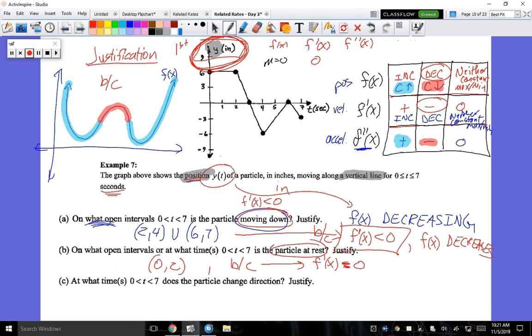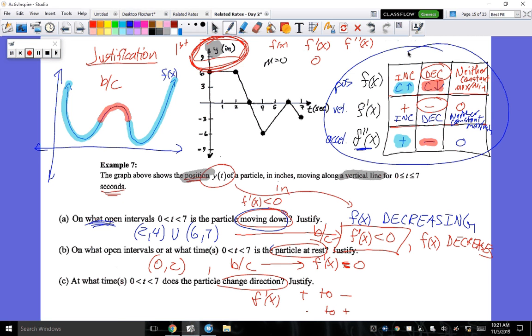All right, so at what times between 0 and 7 does the particle change direction? That means f prime is going to change from what to what? Positive to negative, or negative to positive. So if you are understanding this table, this is synonymous with saying f of x is changing from what? Increasing to decreasing. Do we have any that are changing increasing to decreasing? 2, 4, and 6.